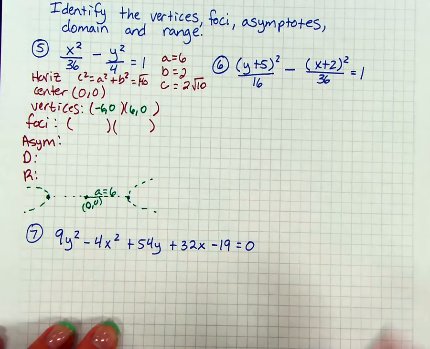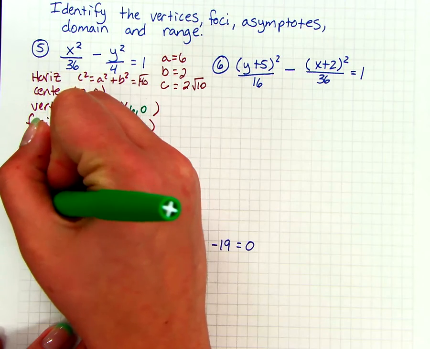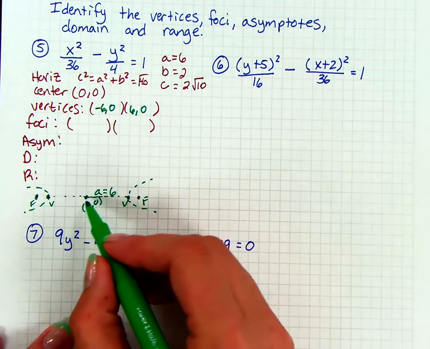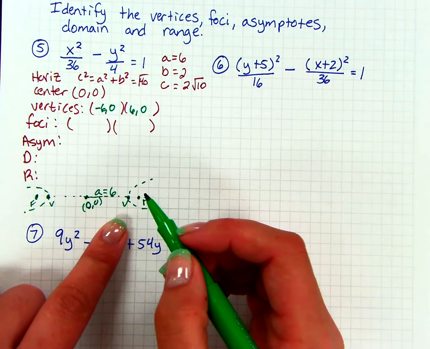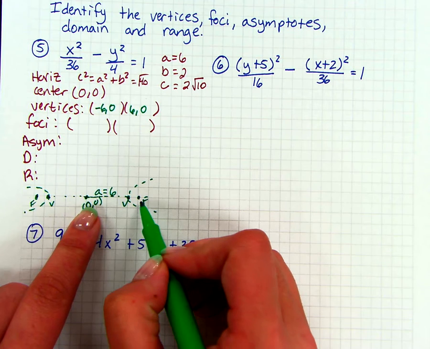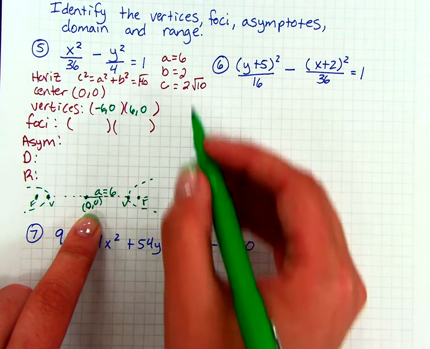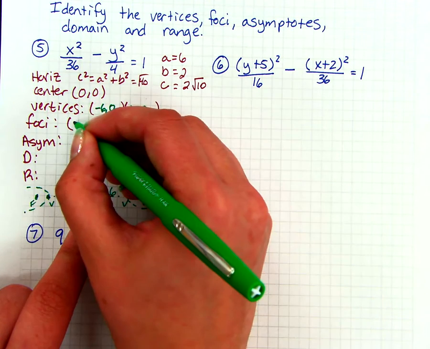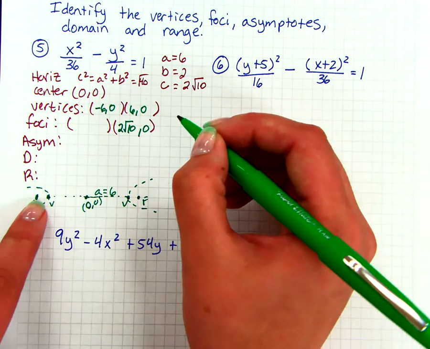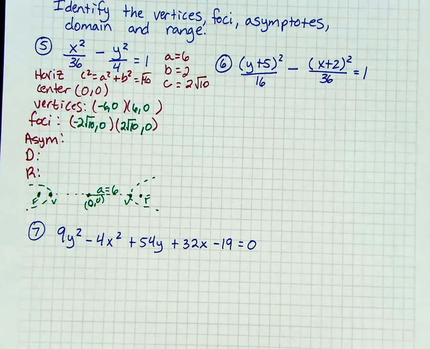And then our foci is inside, so we'll have a point somewhere in there. So that's our C value. So again, we're going left and right, so that's going to change the x value of our center. And our C was 2 square root of 10. So we're going to take 0 and add that. So that's going to give us a positive 2 square root of 10. And then y is still 0. And then if we subtract it, we would have a negative 2 square root of 10 and 0 for that.